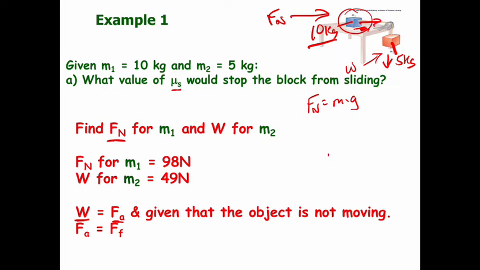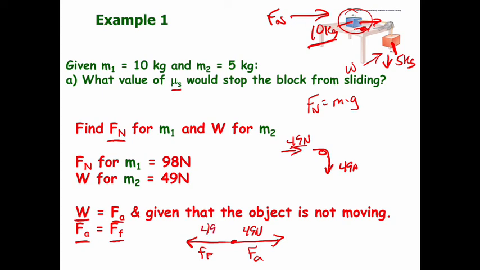So if we've got a downward force of 49 newtons across the pulley here, that's how much is pulling on the box, which is the applied force. Since the box is not moving, the applied force and the friction force must be in balance. Just think of it like this. The applied force is 49 newtons, it's not moving, so my friction force must also be 49 newtons because it's in balance.